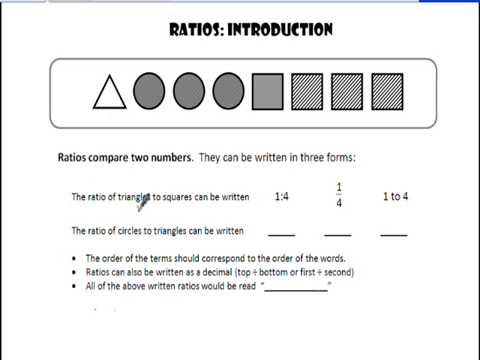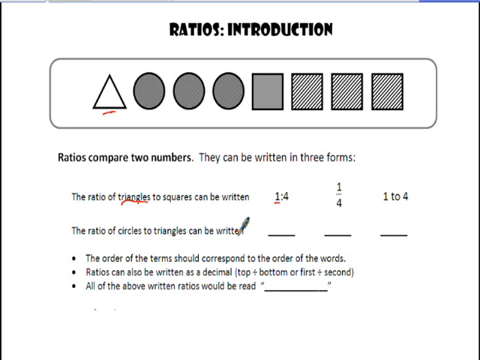The ratio of triangles to squares can be written 1 to 4, 1:4, or 1/4. Notice that the order of the words needs to match the order of the terms. So for instance, the word triangles comes first, so the first number refers to how many triangles there are. The word squares comes second, and so our second term talks about how many squares there are in the picture.